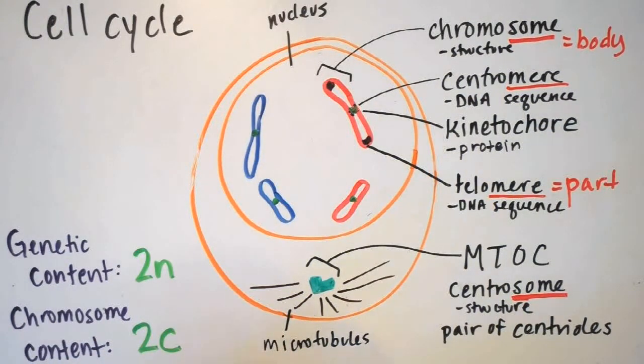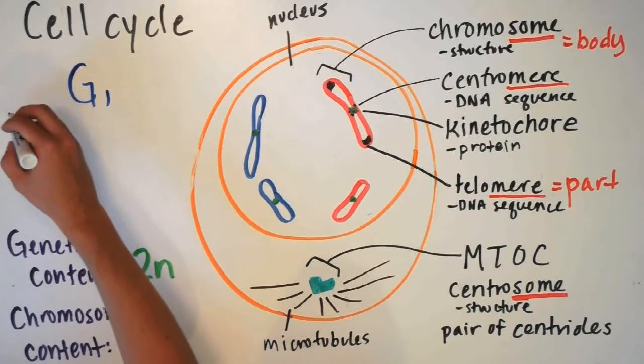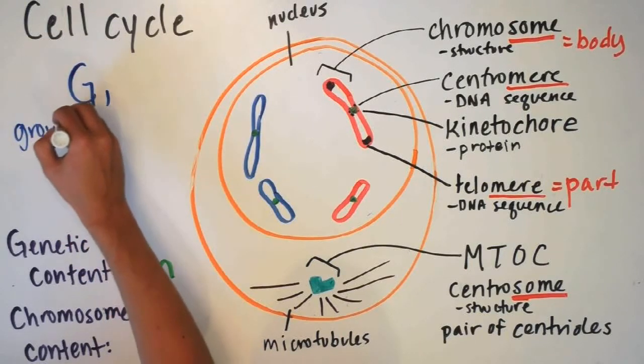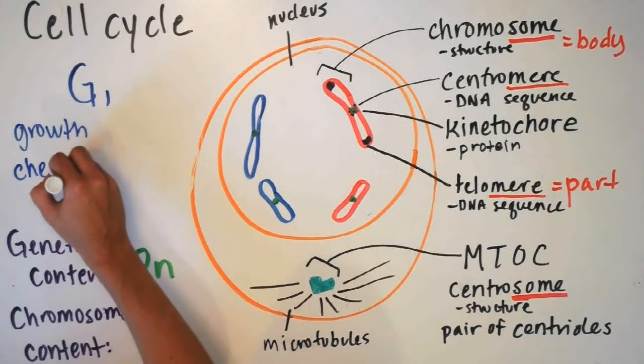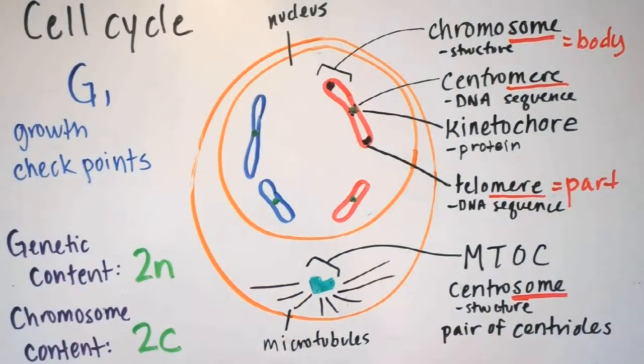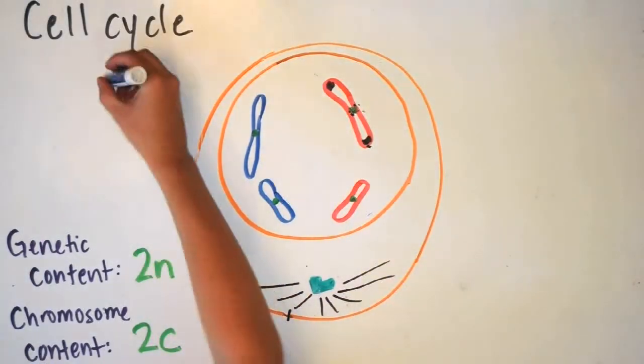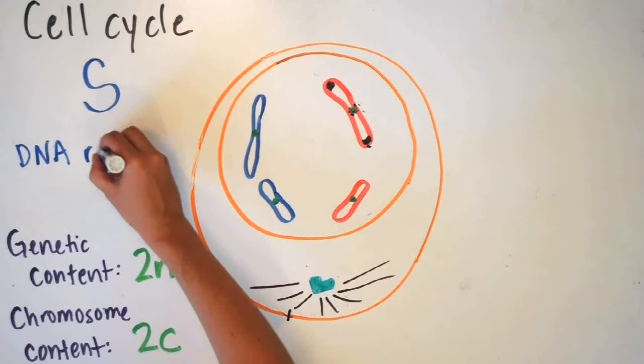Now let's return to the cell cycle. In gap1, the cell prepares for cell division. The cell continues to grow and must pass through a number of checkpoints before it is committed to division. These checkpoints include nutrient availability, signals from other cells, and cell size, among other factors. Let's move on to S, or synthesis phase.